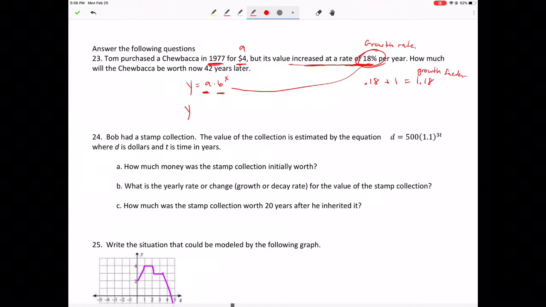Okay, so our equation here is going to be 4 times 1.18 to the x, which makes sense. If it were 0.8, this would actually be decay, and we don't want decay, it's growing, it's increasing. So here we would just plug in 42 years for x, and we would get our answer. It's very similar for this one. The answer on the review answers is incorrect for B and C. So I will try and remember to let you know about that at the end.